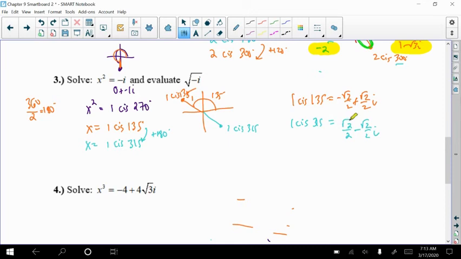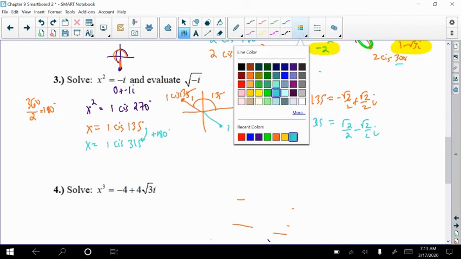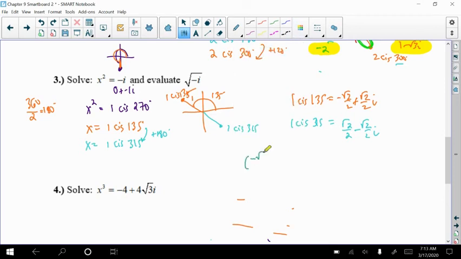Both of these numbers, if I square them, I'm going to get negative i. And you could check your work. You don't have to do this for all the problems, but maybe for this first one. Let's say we do that first one: negative root 2 over 2 plus the square root of 2 over 2 i. If I'm going to multiply that out, because I want to check my work, I want to actually square that.